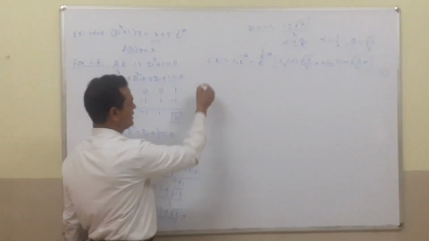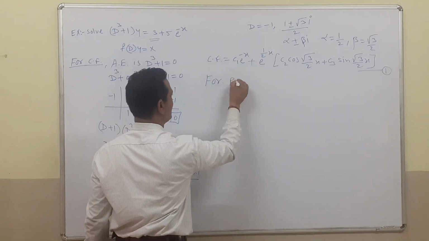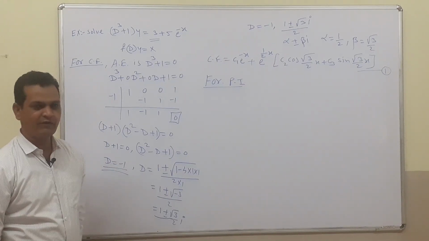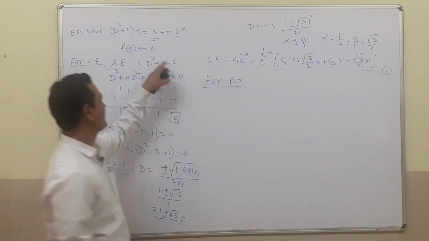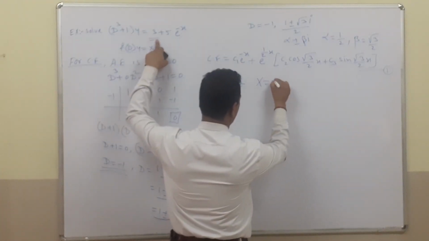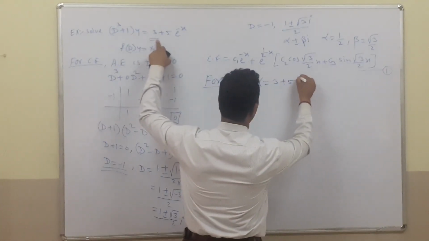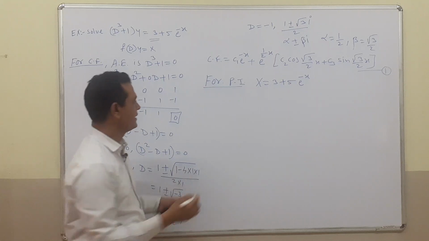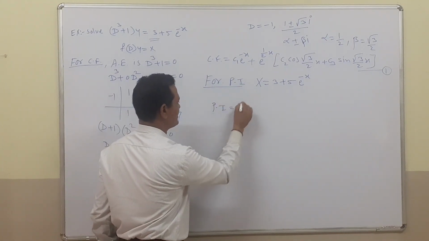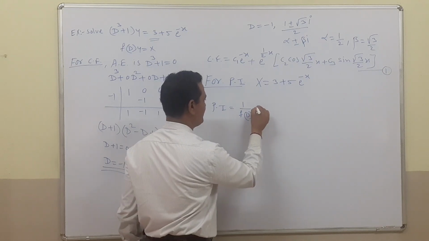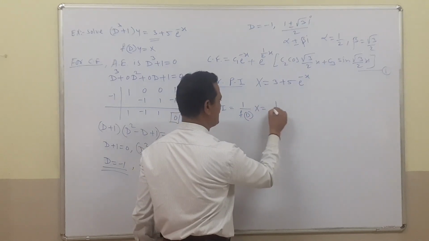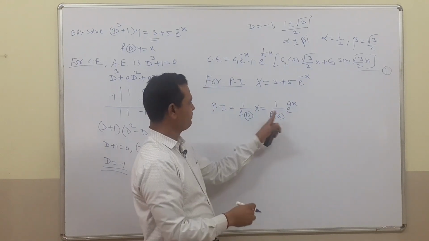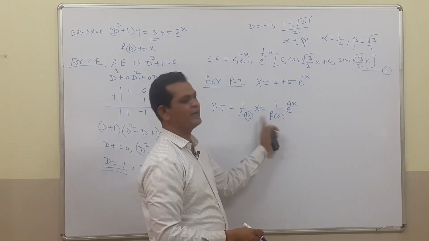Now let's find the second solution, which is called the particular integral. Whenever we find the particular integral of any equation, first check the right hand side, capital X. Here the right hand side is 3 plus 5 e raised to minus x. We know the method of finding the particular integral: 1 upon f of D into X is equal to 1 upon f of a into e raised to ax. So when such an exponential function is there, we can find the particular integral.